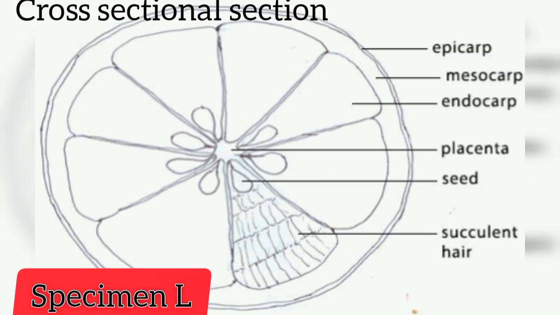But by the time you cut it on lateral view or cross-sectional view, you would see that you have different segments. It also contains seed in the juice-filled vesicles. So we have vesicles in it, and these vesicles contain juice, and also in the vesicles you have some seed.